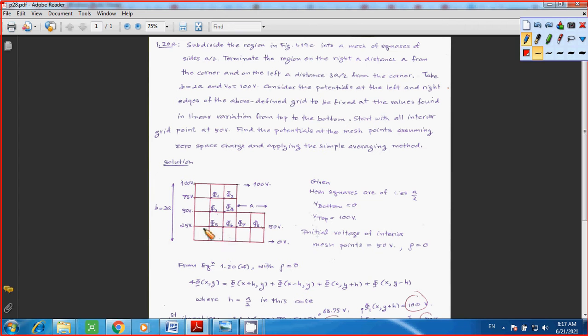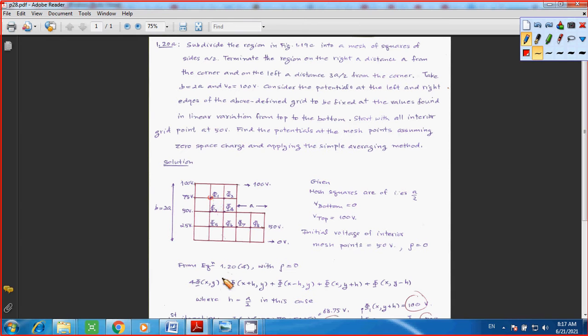So let's start with equation 1.24 with rho equal to 0. That's defined, for example, for V. We pick up this point V1. 4 of V is going to be equal to the average of the potential around the point.